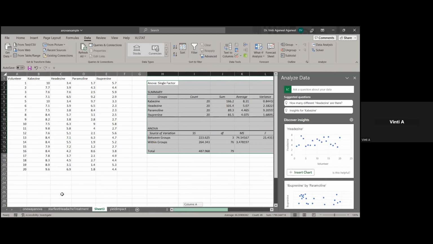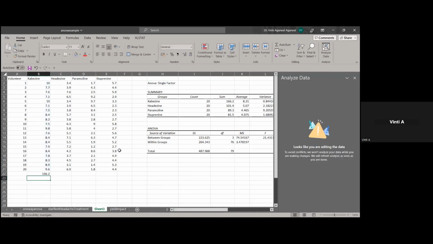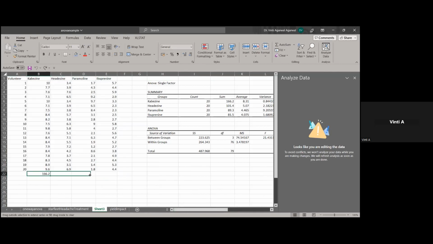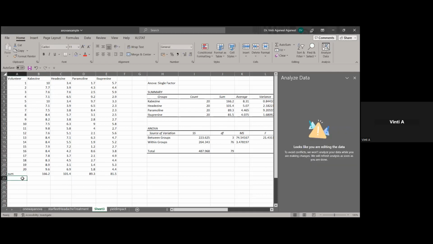Okay. So if I calculate the sum, you can see in terms of the sum, 166.2 for the first one, 101.4 for the second one, that is hedazine. Paramlone is 89.3 and ibuprofen is 81.5. That will always also give me the average. This is the sum. If I want to do the average also, it will also give me the average, right?